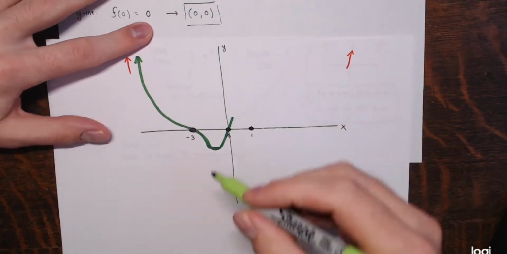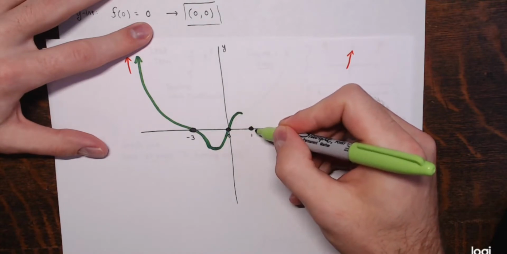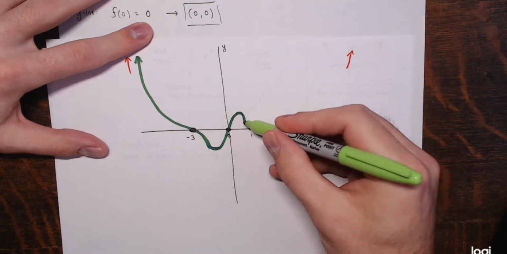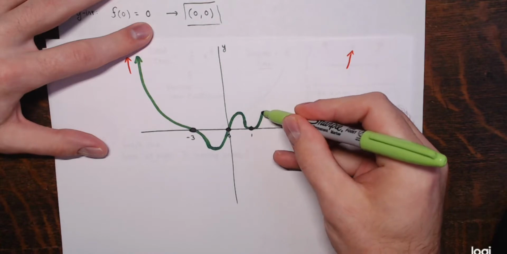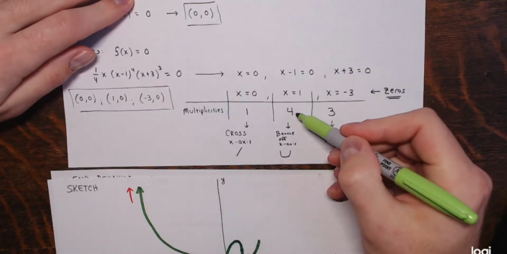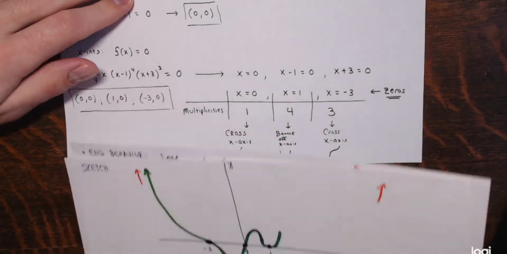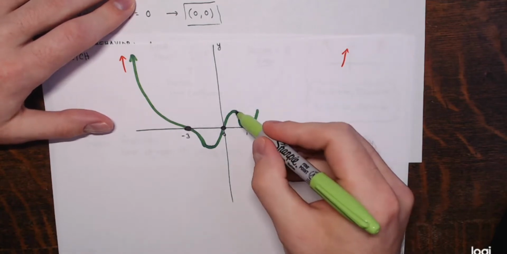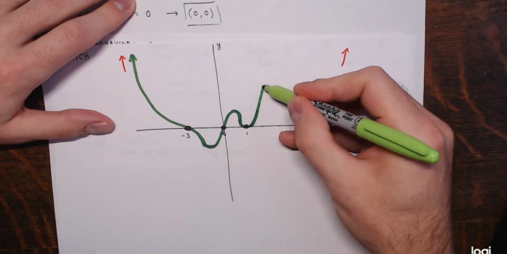And then once again, it's got to turn at some point to get back down to 1, 0. But then at 1, 0, remember, it's going to hit and bounce off, right? Remember, we said x equals 1, the multiplicity was 4. It's going to bounce off the x-axis, not cross over, and be a little flatter because the multiplicity is higher. So maybe something like this, and bounce off, and then continue up.